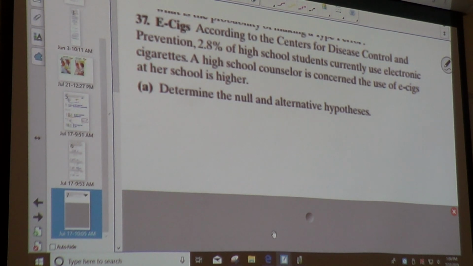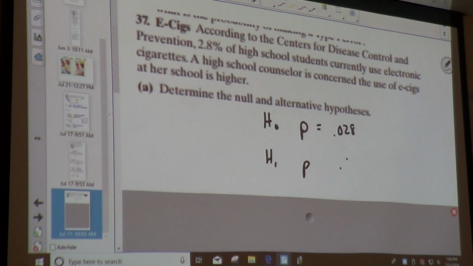2.8% of high school students are currently using electronic cigarettes. A high school counselor is concerned that the use of e-cigarettes at her school is higher. What is my H naught? P is equal to? 0.028. What goes in the last one? Greater, because it's higher.